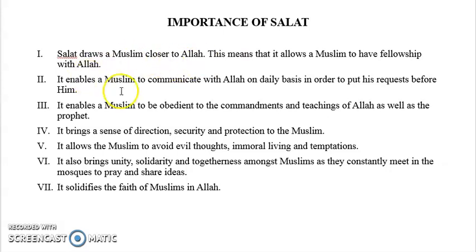Now 2, it enables a Muslim to communicate with Allah on a daily basis in order to put his or her request before Him. So as you pray, you tell God what you need. If it is material things, if it is spiritual things, God knows everything, but you need to tell God. So the second point says it enables a Muslim to put his request before God. The third point, it enables a Muslim to be obedient to the commandments and teachings of Allah as well as the Prophet. Now, prayer is a commandment from Allah.